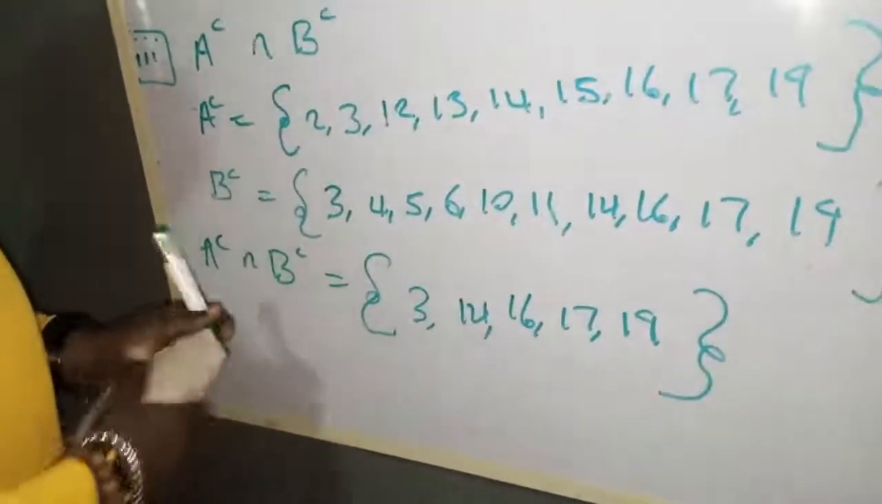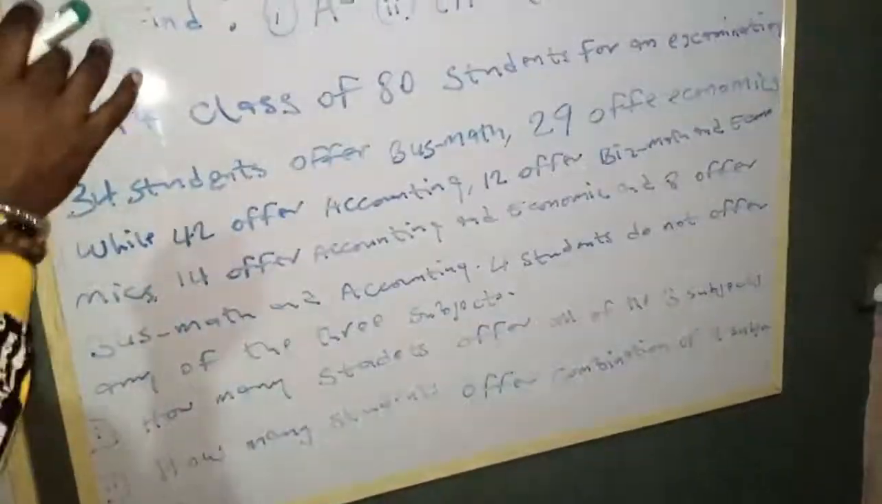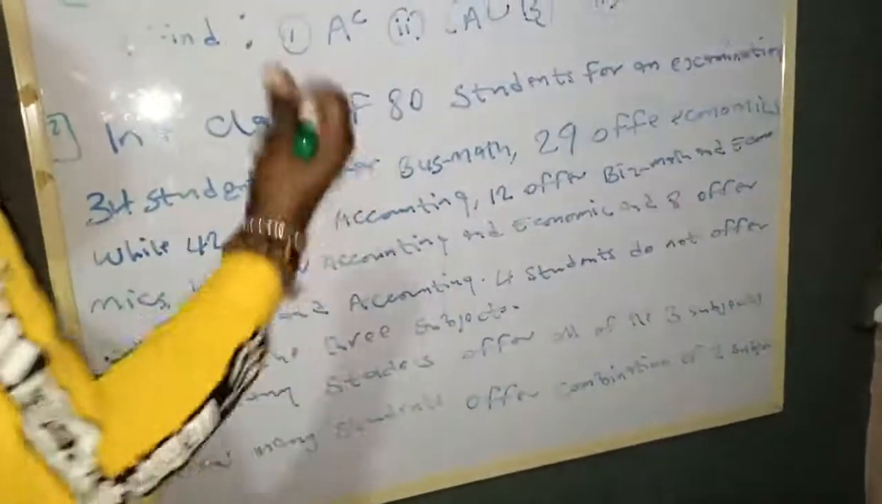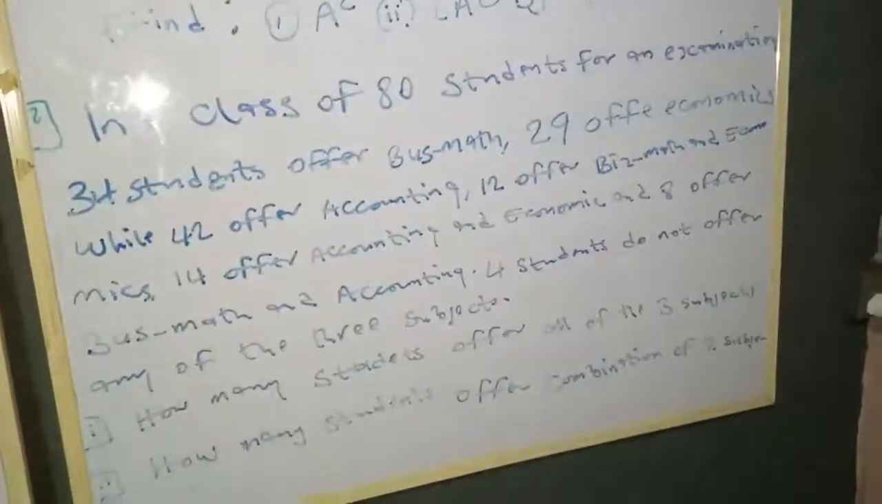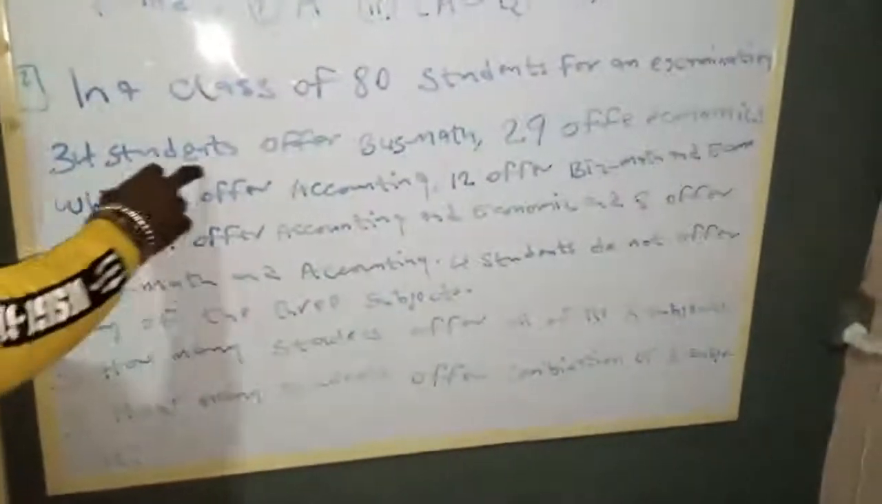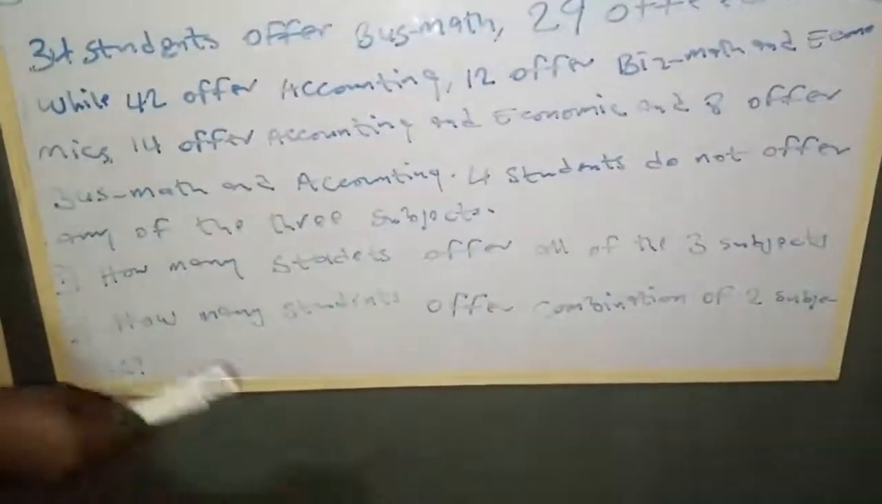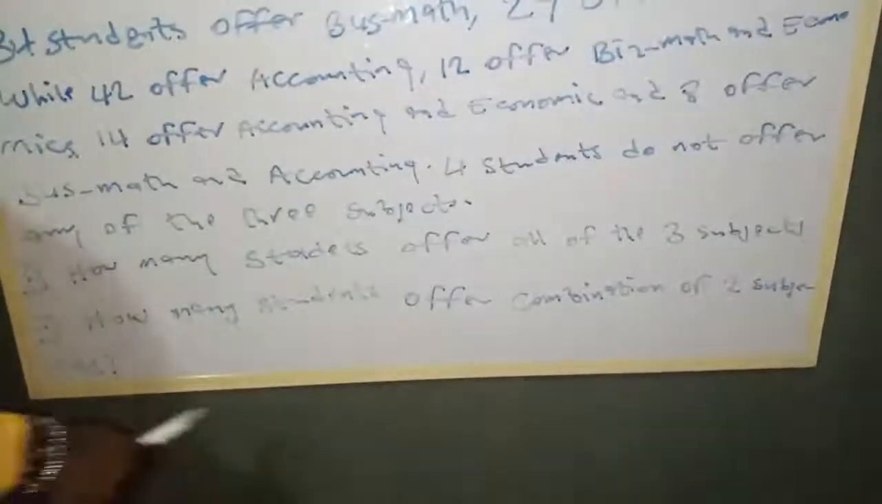Now we will be going to the main calculation whereby we'll be using a Venn diagram. This particular question is one of the questions on set theory that is just a little bit technical. In a class of 80 students for an examination, 34 students offer business, 29 offer economics, while 42 offer accounting, 12 offer business and economics, 14 offer accounting and economics, and 8 offer business and accounting. 4 students do not offer any of the 3 subjects. Now the question says: how many students offer all of the 3 subjects? Then question 2 says: how many students offer a combination of 2 subjects?